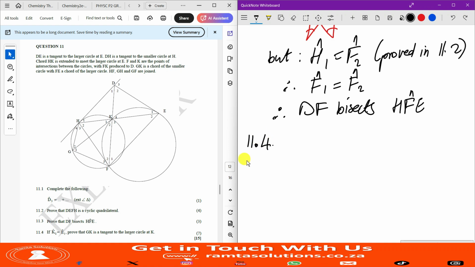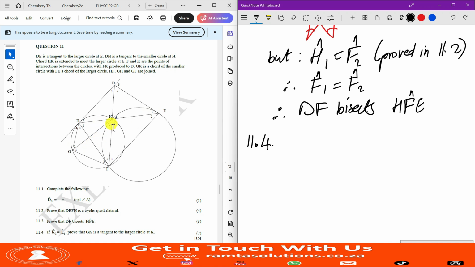11.4 says, if angle K1 is equal to angle E1. Where's K1? Here it is. K1 is equal to E1. Okay? Prove that GK is a tangent to the larger circle at K.